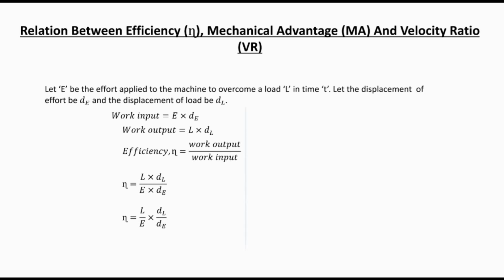So now I know L upon E is what? Load upon effort is equal to mechanical advantage, and dE upon dL is equal to velocity ratio. So I'll substitute these values in the efficiency equation. So I'll get efficiency is equal to mechanical advantage divided by velocity ratio. I can also write mechanical advantage is equal to velocity ratio multiplied by efficiency eta. So this is the relation between mechanical advantage, velocity ratio and efficiency.